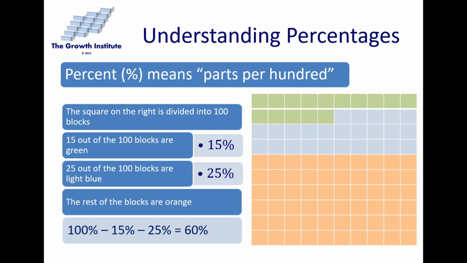Now the whole block represents 100% of the block. There's 100 little blocks there, so that's 100% or 1. Remember, 100% and 1 is the same thing. So if we take the 100% and we subtract the 15% for the green and the 25% for the blue, then we are left with 60%, and so we can know that 60% of the blocks are indeed orange.